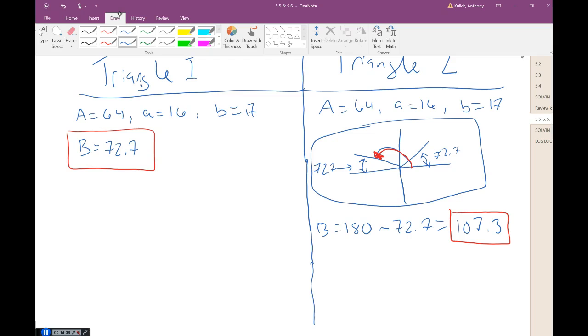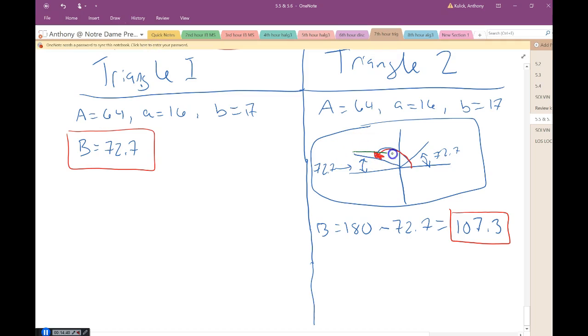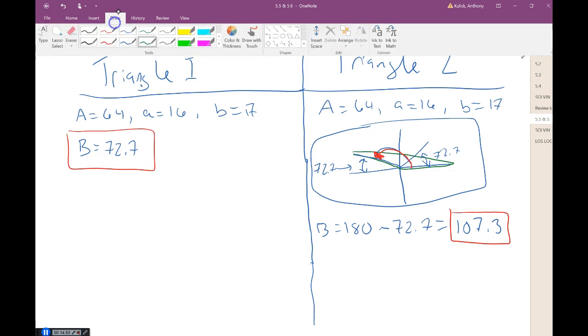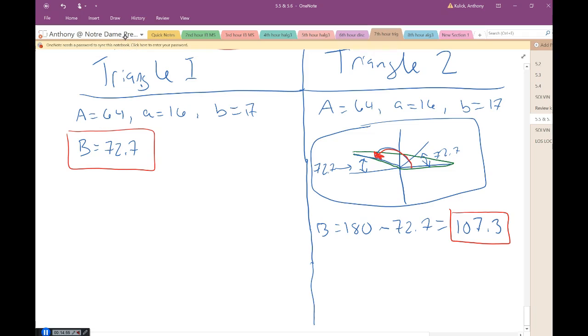Yours, I guess it would be like that. Yeah, so it'd be something like that. You're getting an obtuse triangle out of that. The stuff in the middle. Yes. Okay.